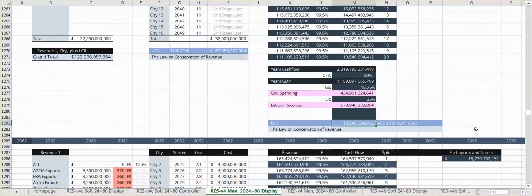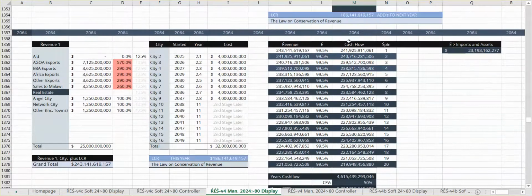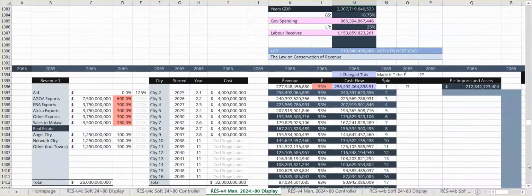So it's gone up here to 110, gone up to 149, gone up to 186, gone up to 219, and at this point again I bought some more stuff. Maybe I bought a grand network development in, I don't know, the Philippines, yeah, for Chrissy. Chrissy is my copywriter, my very good copywriter. Right, okay, so anyway, same principle as before. Drop the E to create the funds for imports and assets.